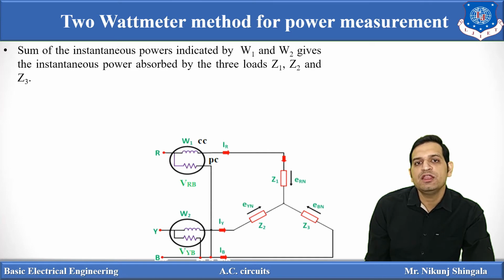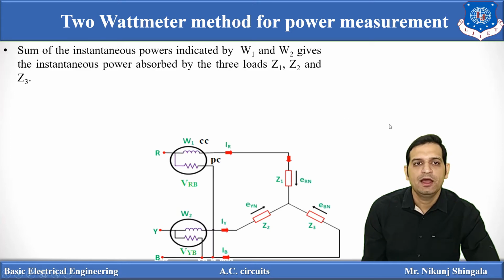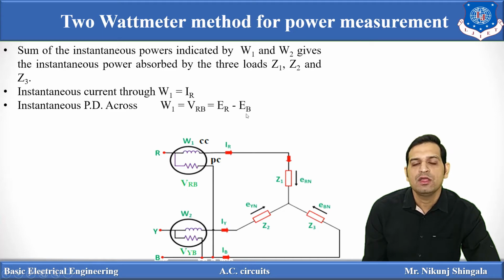The sum of the instantaneous power indicated by W1 and W2 will give you the total instantaneous power absorbed by the three loads Z1, Z2 and Z3, because the currents flowing are instantaneous, so the power will also be instantaneous. Now, the current reading of W1 will be IR, because the current flowing through the CC of W1 is IR, and the potential difference across the pressure coil of W1 is connected between R and B, so it will be VRB, that is a line voltage.